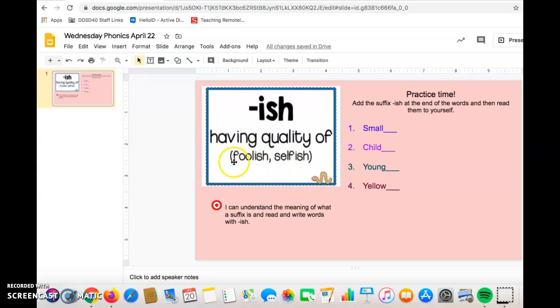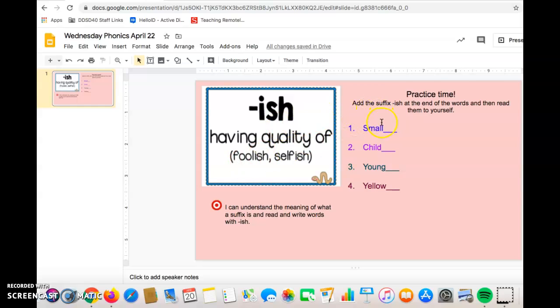So if we look here at the base word for foolish, the base word is fool. So if somebody is being foolish, they're being a little bit like a fool. This word is selfish. The word selfish means you are a little bit into yourself or a little bit like yourself. So I like to think of ish as a little bit that way about whatever the base word is.